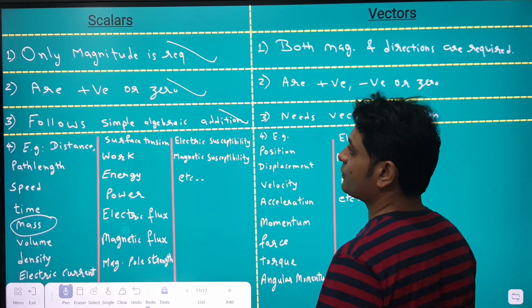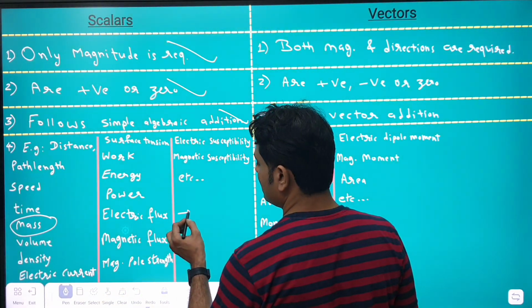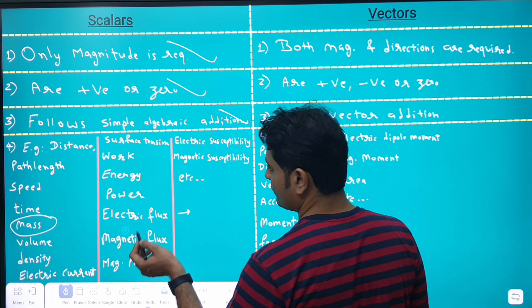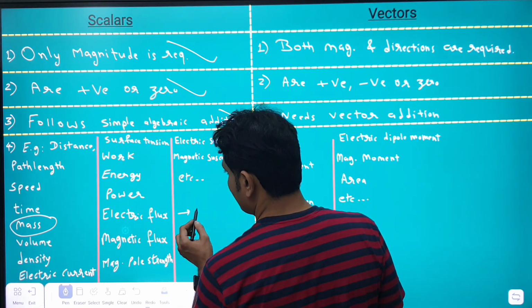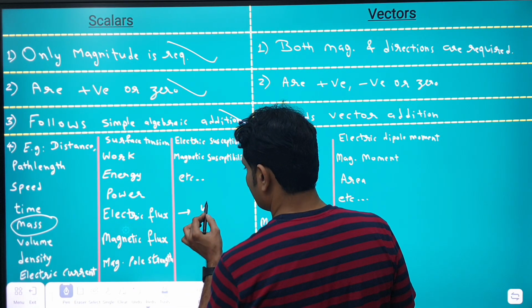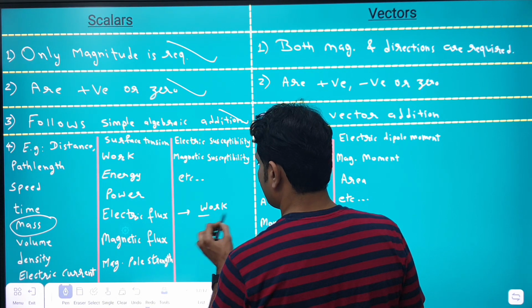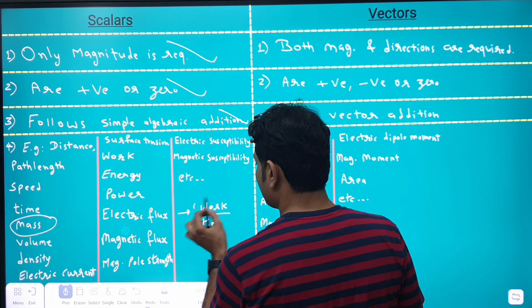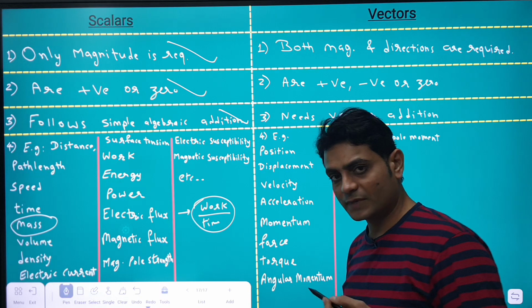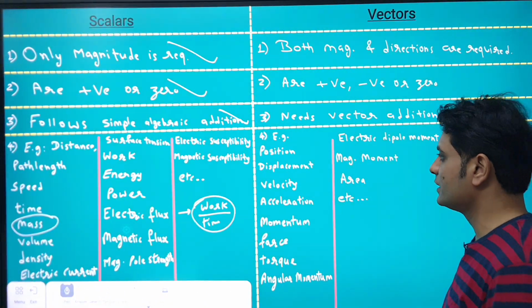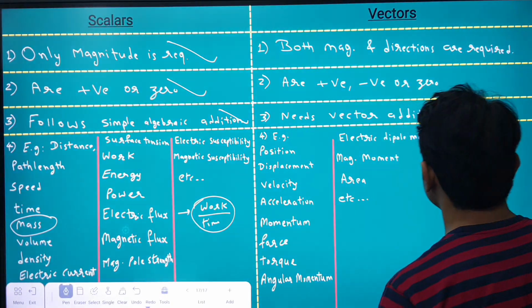Also, the multiplication of such physical quantities follows simple multiplication rules. Like if you want to multiply work, or divide it with time, then we just do a simple division or multiplication. It doesn't require any special multiplication or division.